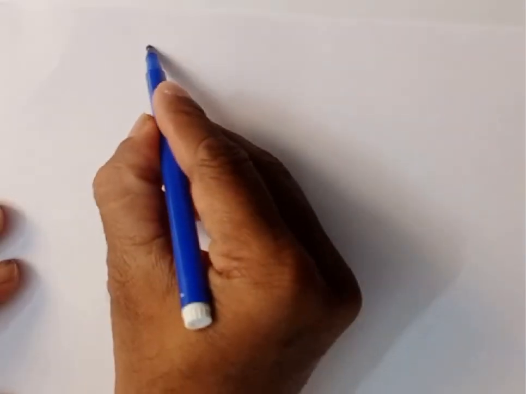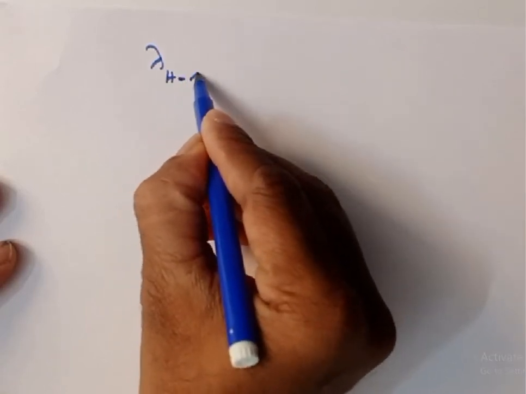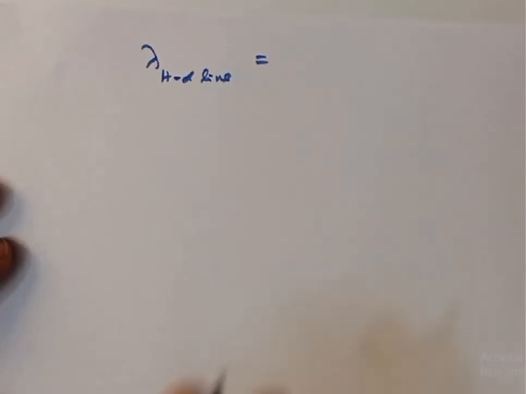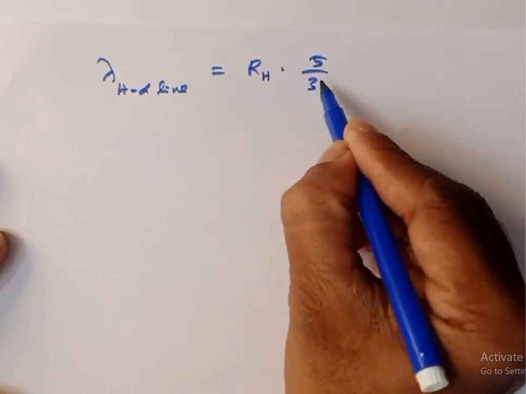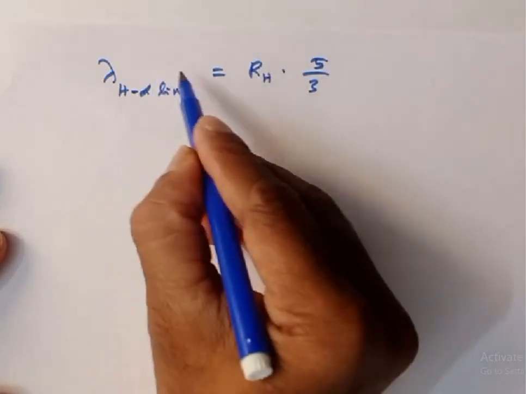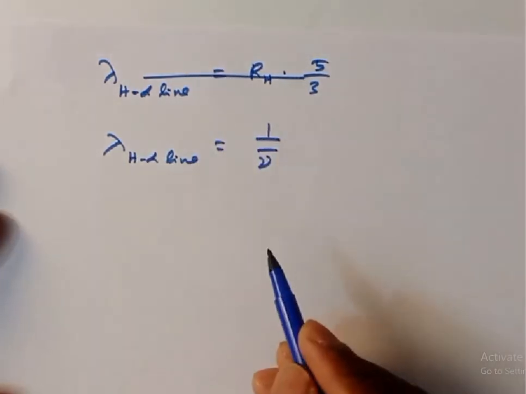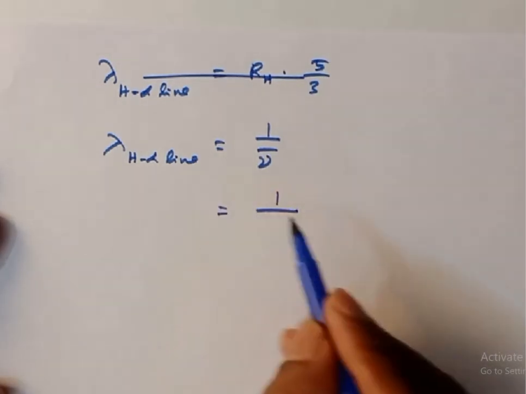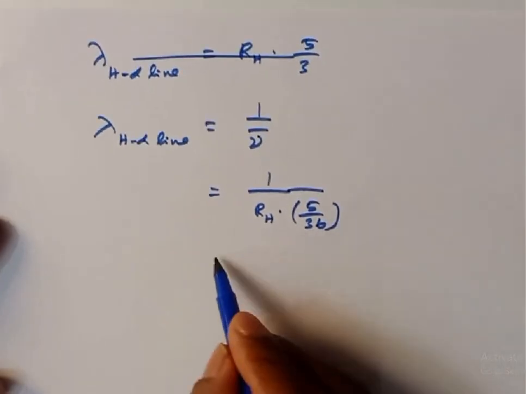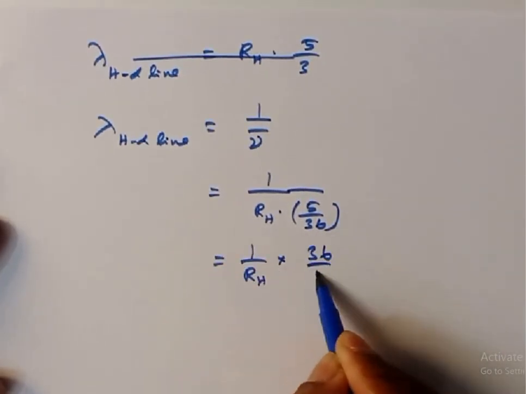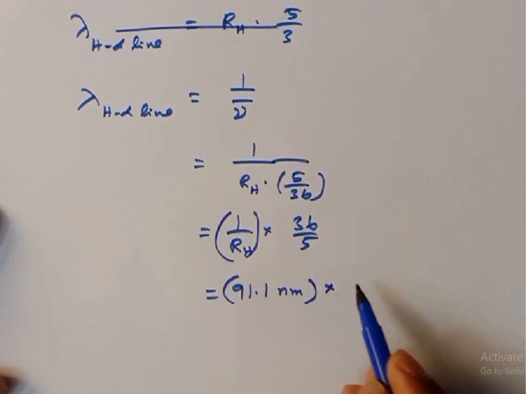The corresponding wavelength lambda for the H alpha line, the first Balmer line, is nothing but the Rydberg constant into 5 by 36. I'm sorry, rewrite. Wavelength for the H alpha line is equal to 1 by the wave number for the first Balmer line. What is the wave number for the first Balmer line? We got the value RH into 5 by 36, which is in the denominator. If I make it numerator, I will get 1 by RH into 36 by 5. And you know very well, the value of 1 by RH is 91.1 nanometers, into 36 by 5.